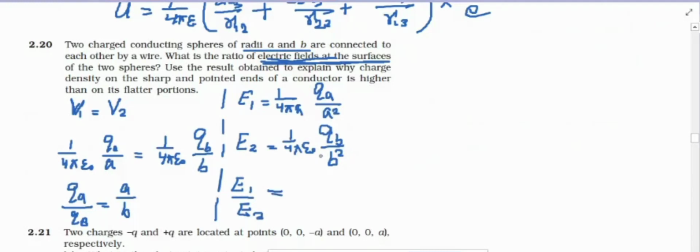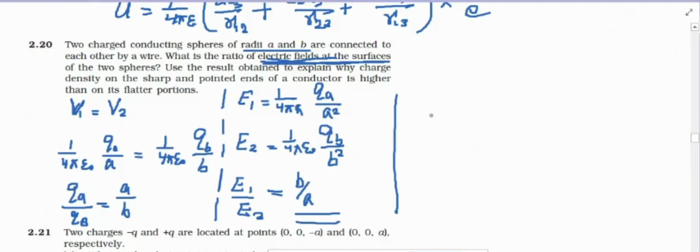When you calculate the value of E1 by E2, QA by QB will come. You can substitute QA by QB from here as A by B, so that you will get E1 by E2 is equal to B divided by A. That is the first answer. Then use the result obtained to explain why the charge densities on the sharp and pointed ends of a conductor are higher than on its flatter ends.